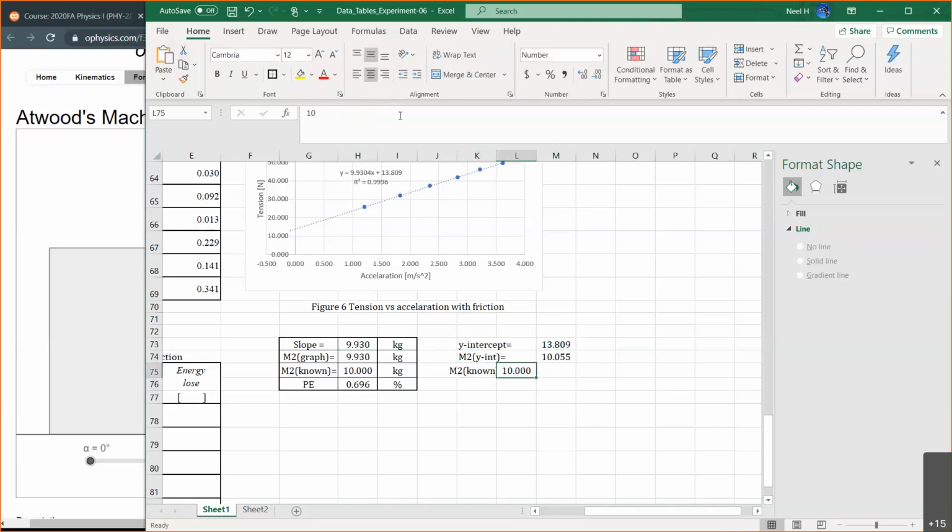So I can compare because of that, right? 10 kilograms. You can do the PE again: PE equals ABS of parentheses known minus calculated, divided by known, multiplied by 100. After you do this calculation, this must be kilogram, this must be kilogram, and this must be percentage. But the y-intercept is not kilogram, right?